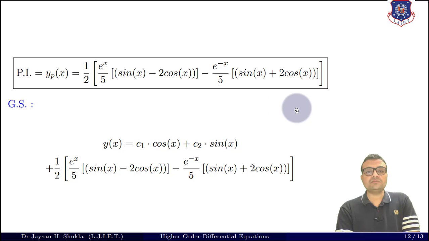Now, combining this particular integral with yc will give me the general solution as c1 cos x plus c2 sin x plus 1 half e raised to x by 5 sin x minus 2 cos x minus e raised to minus x by 5 sin x plus 2 cos x.